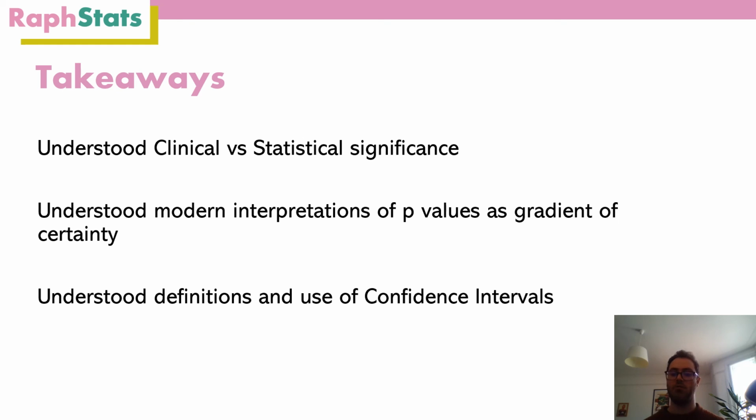So hopefully we've talked here a little bit about clinical versus statistical significance, what the differences of those are, and we've started to understand maybe modern interpretations of the p-value as a gradated idea of becoming more or less significant rather than a binary interpretation. And hopefully you understand confidence intervals a little bit better and how we might use them to make decisions.